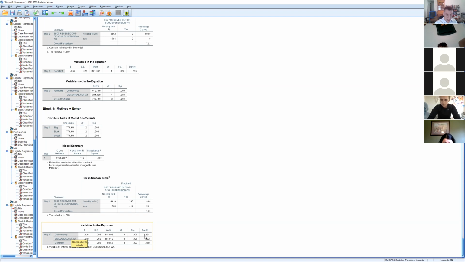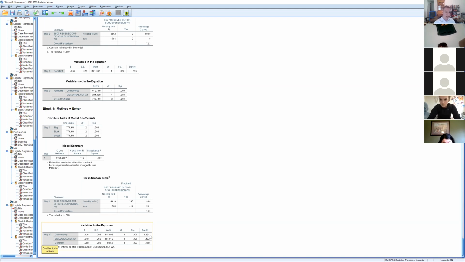So the difference of this number from 1 is the percent change that occurs in the odds of suspension for every unit increase in delinquency. And since this exponentiated beta is above 1, it's saying that for every unit increase in delinquency, the odds of being suspended goes up by 13.4%.